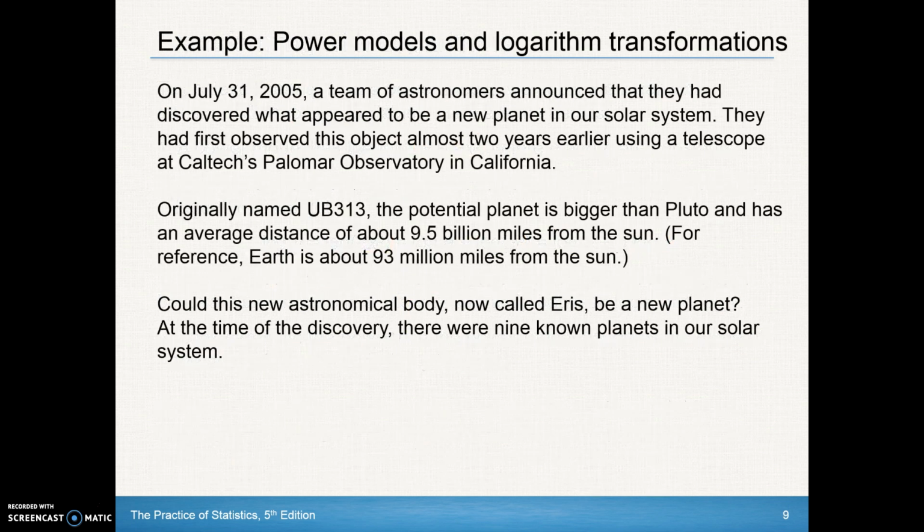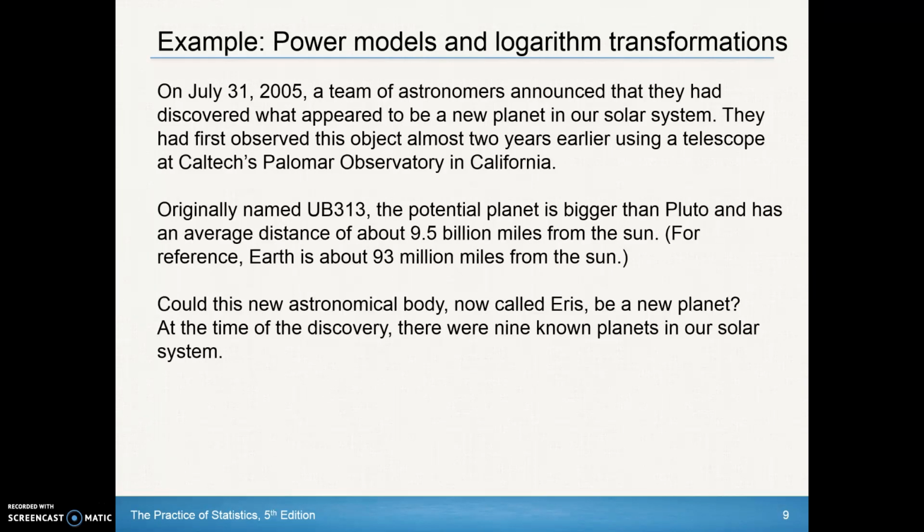So, here's an example. On July 31st, 2005, a team of astronomers announced that they had discovered what appeared to be a new planet in our solar system. They had first observed this object almost 2 years earlier using a telescope at Caltech's Palomar Observatory in California. Originally named UB313, the potential planet is bigger than Pluto and has an average distance of about 9.5 billion miles from the Sun. For reference, Earth is about 93 million miles from the Sun. Could this new astronomical body, now called Eris, be a new planet?